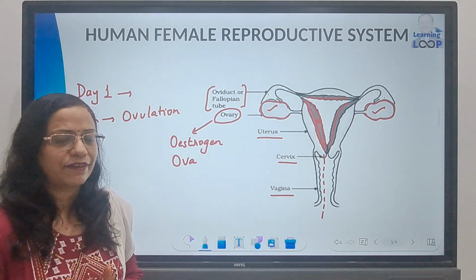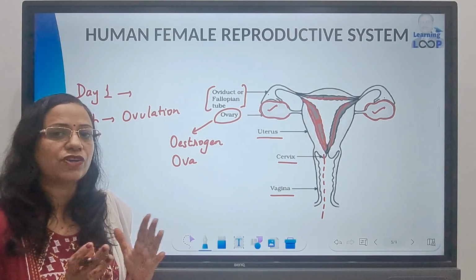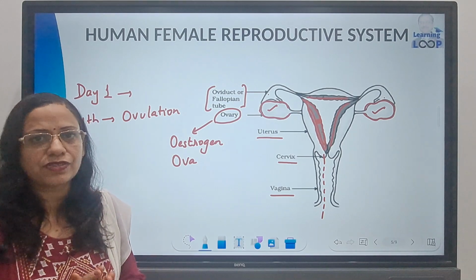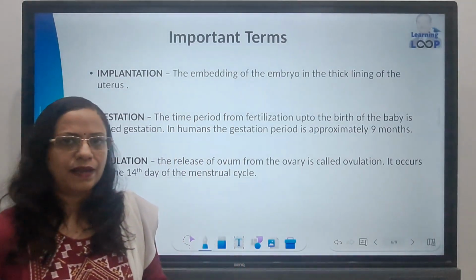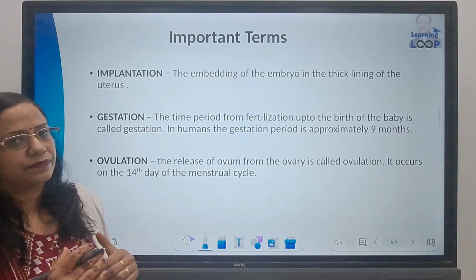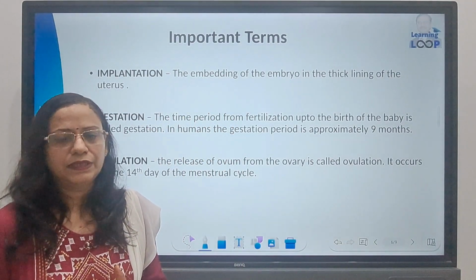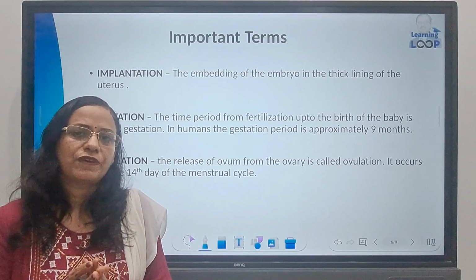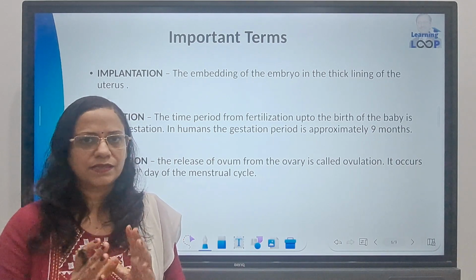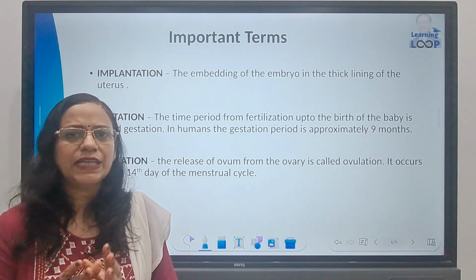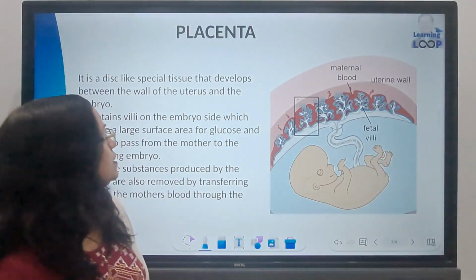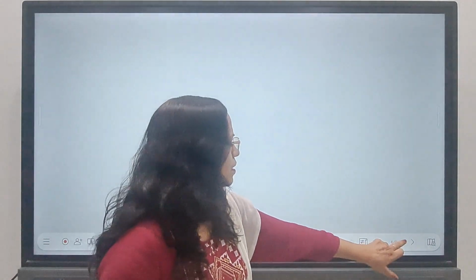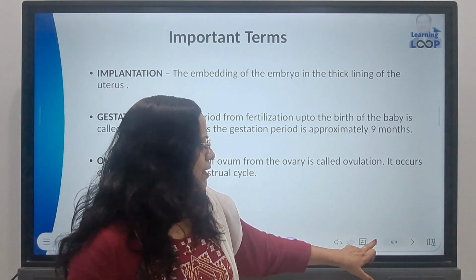What happens if the egg gets fertilized, what happens if the egg does not get fertilized, and what is the menstrual cycle. Now, when we talk about the menstrual cycle, the cycle doesn't start from birth. It starts when the production of sex hormones in the body begins, that is around the age of 11 to 13 years. So the beginning of the menstrual cycle in human females is known as menarche. We'll come back to that slide later.